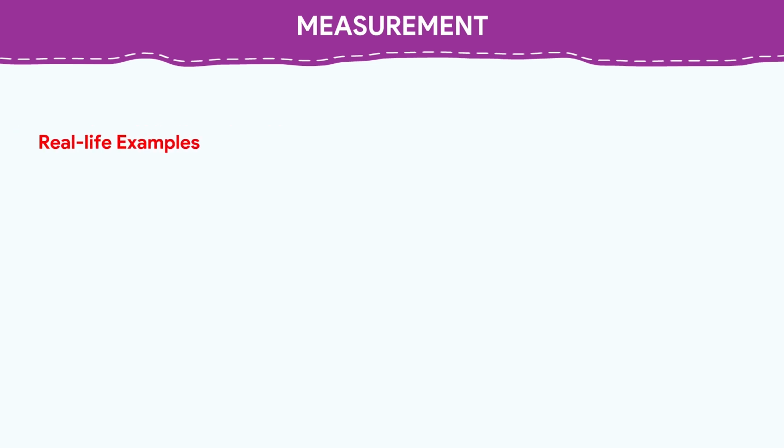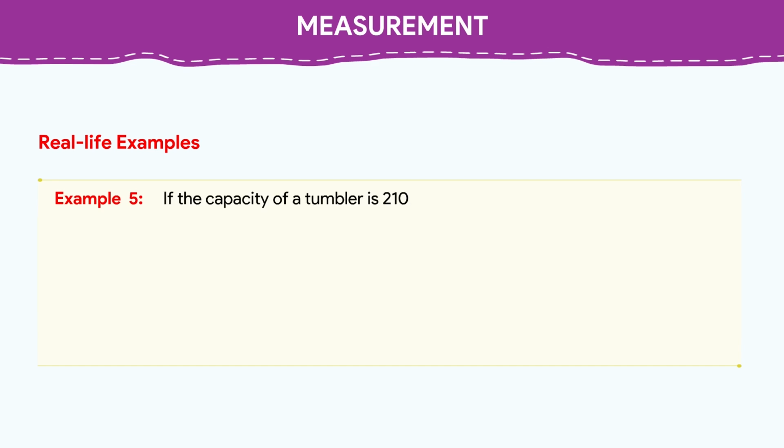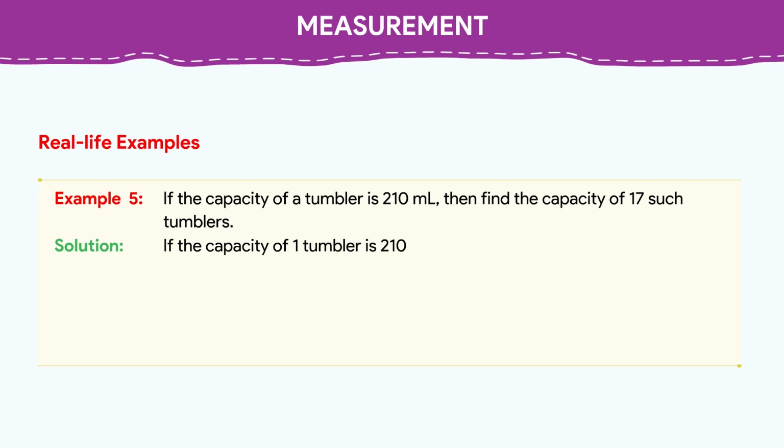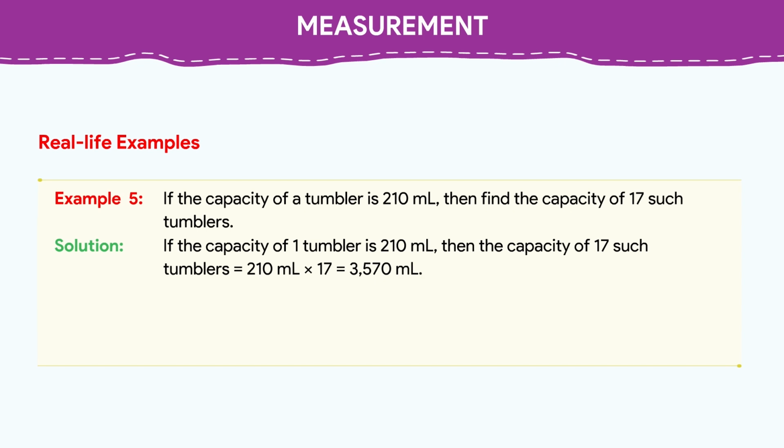Real life examples. Example 5. If the capacity of a tumbler is 210 ml, then find the capacity of 17 such tumblers. Solution. If the capacity of one tumbler is 210 ml, then the capacity of 17 such tumblers is equal to 210 ml times 17, which is equal to 3570 ml.